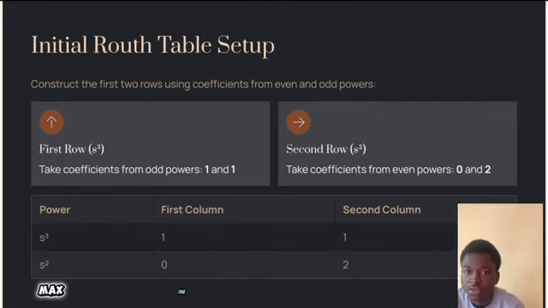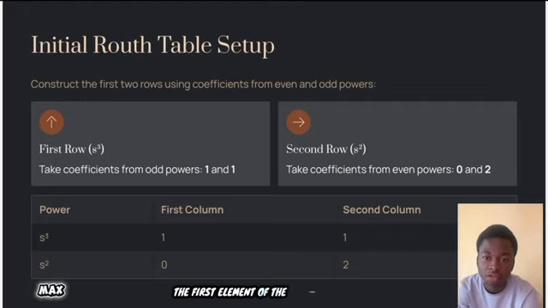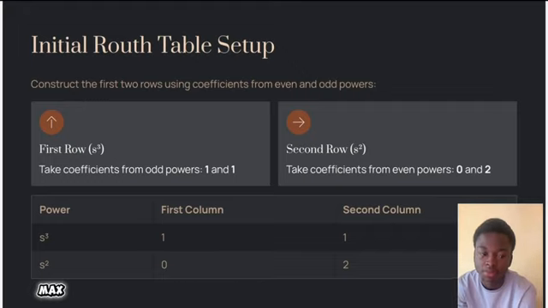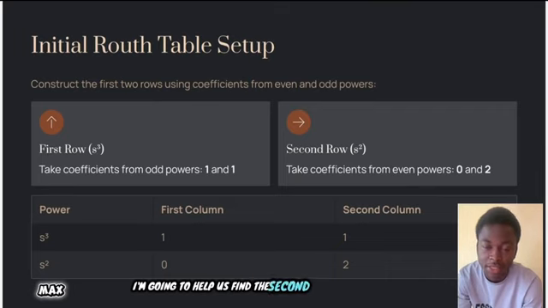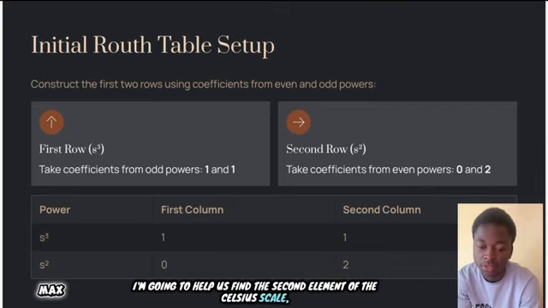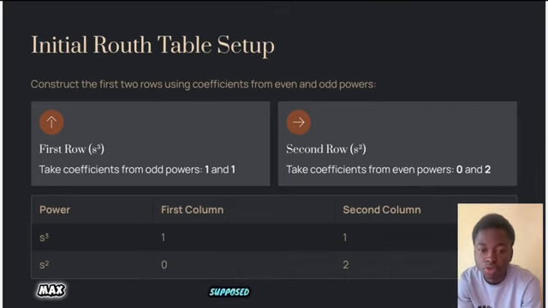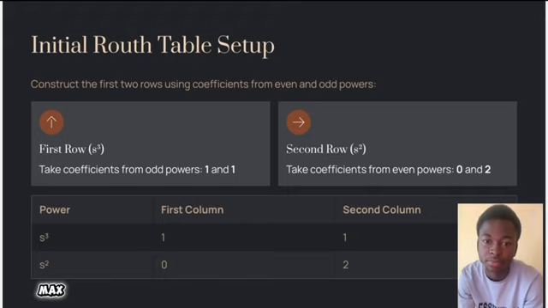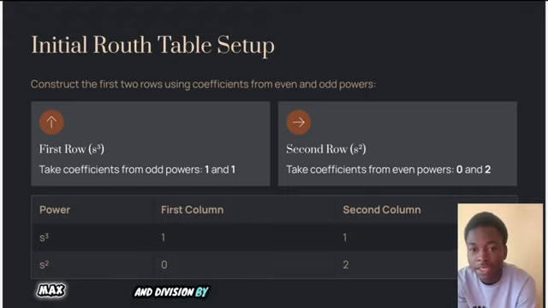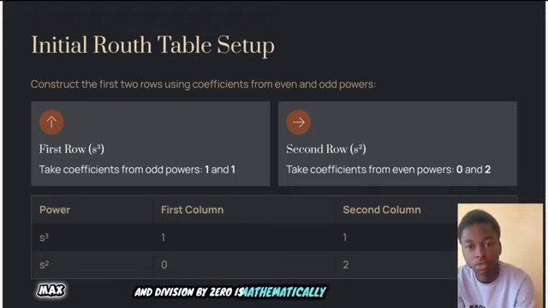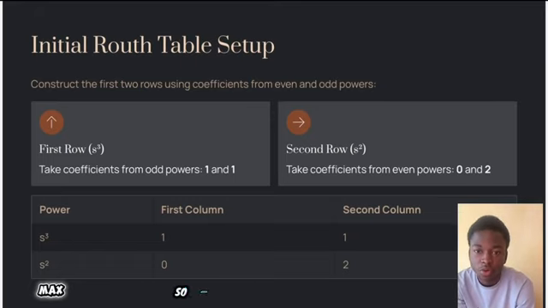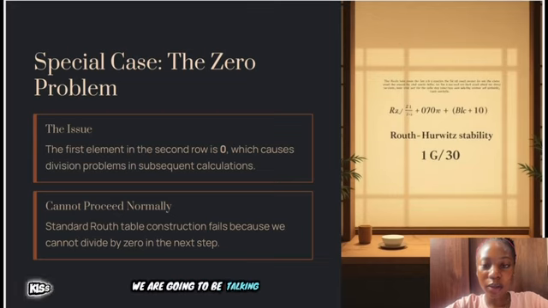The first element of the s squared row, which is 0, is going to help us find the second element of the same row. To do this, we are supposed to divide by this term. Division by 0 is mathematically undefined, which means we can't proceed. So what do we do? We are going to be talking about the special cases and solutions.